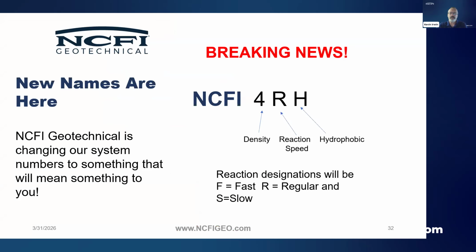So R is a reaction speed, so that's for regular speed. The system we're looking at is 4RH right now. It's a regular speed system. We don't have a fast version of it or a slow version that we sell, although we do have them in our repertoire. But fast, regular, slow, you might see there in that second position.